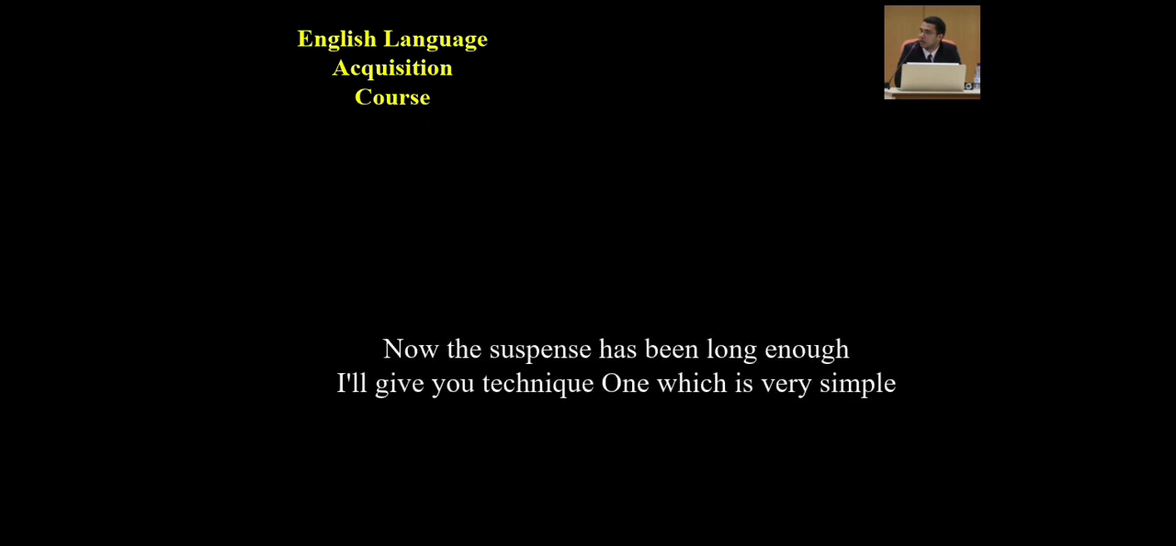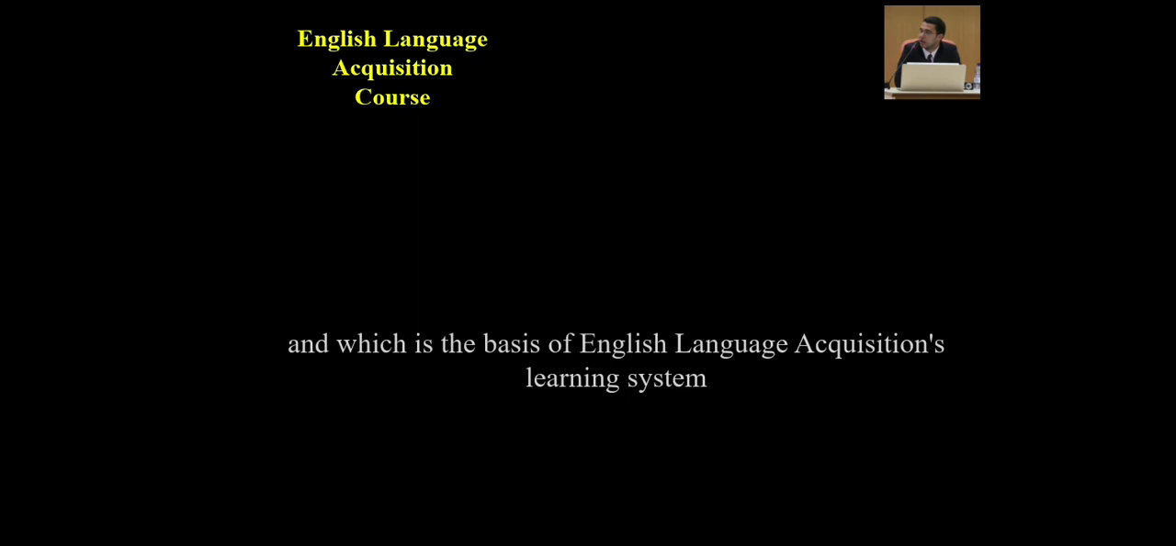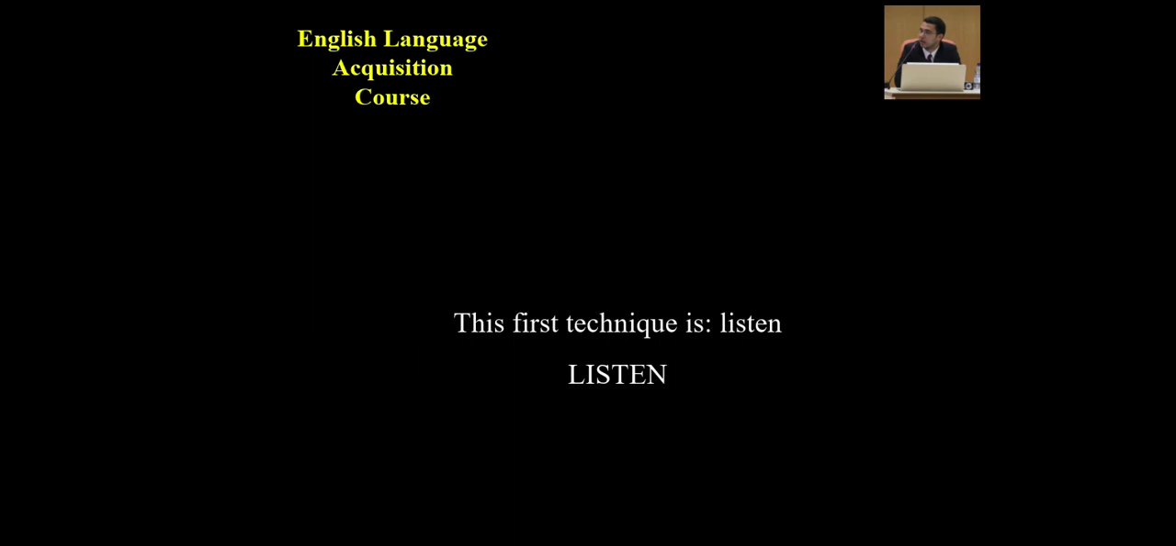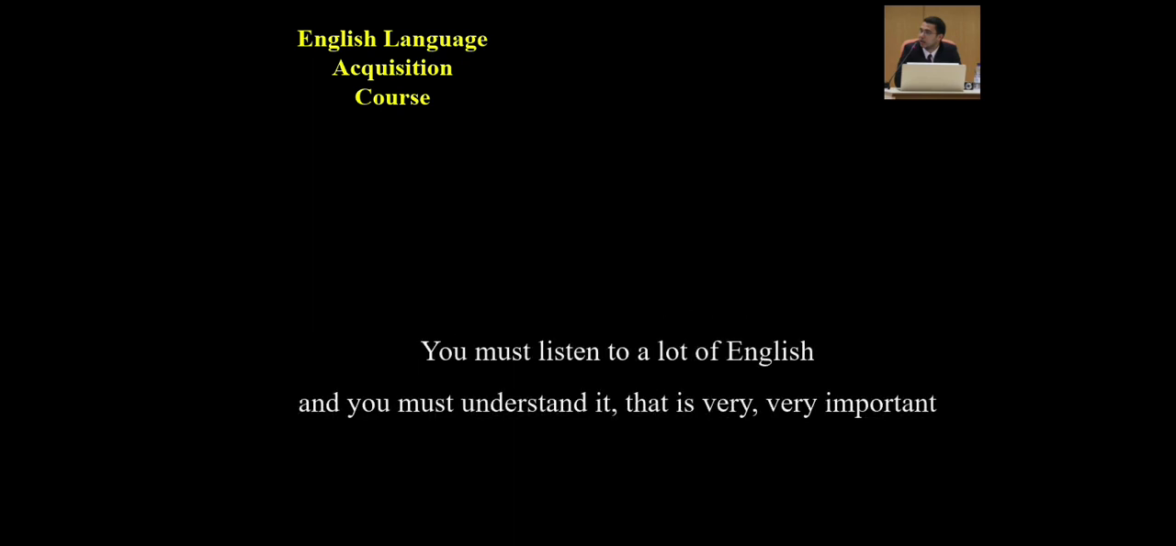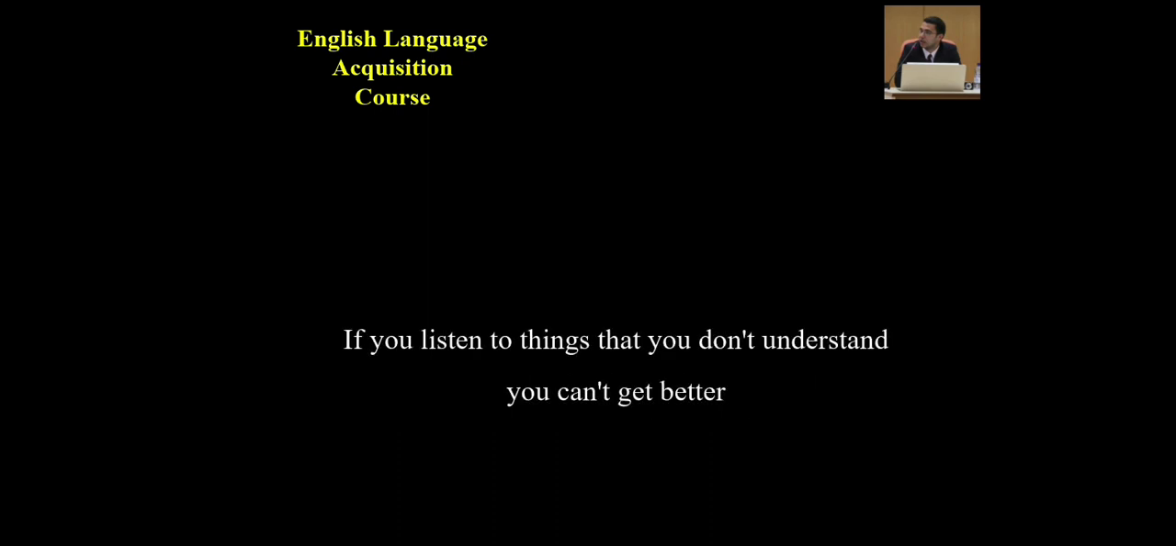Now, the suspense has been long enough. I'll give you technique 1, which is very simple, and which is the basis of English language acquisition's learning system. The first technique is listen. Listen. You must listen to a lot of English, and you must understand it. That is very, very important. If you listen to things that you don't understand, you can't get better.